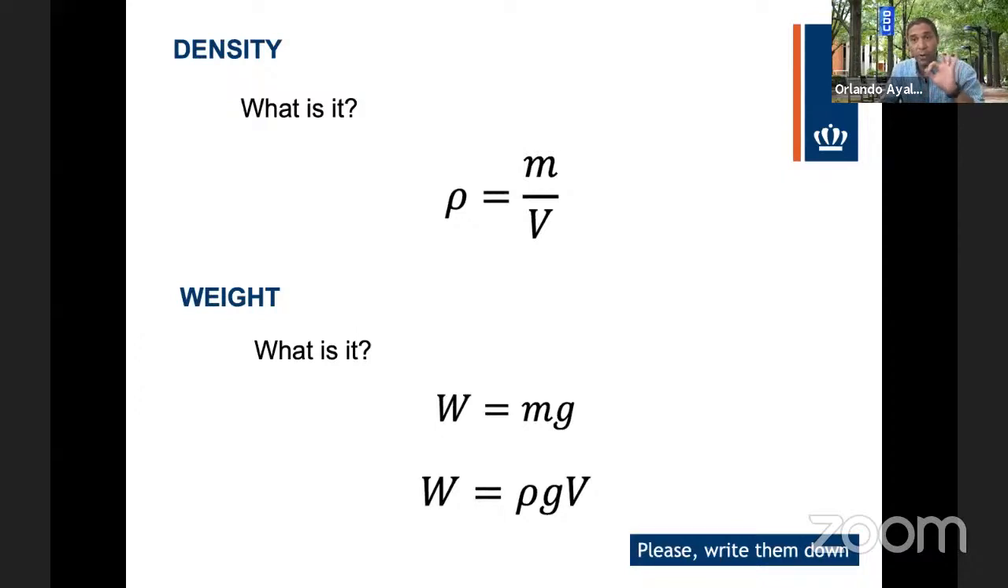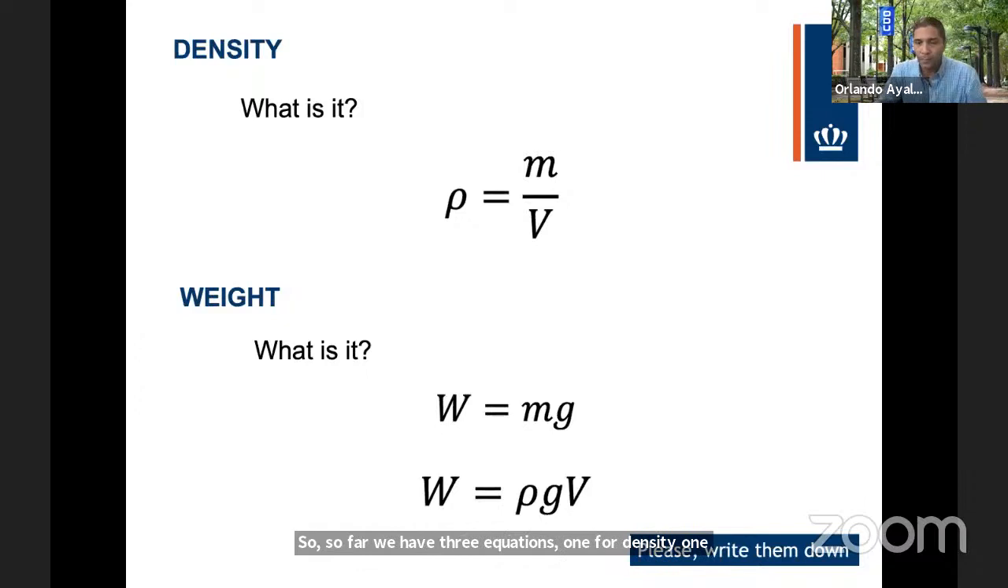So far we have 3 equations, one for density, one for weight, and another for pressure. So far, 3 equations. Let's move on. And those are just definitions.